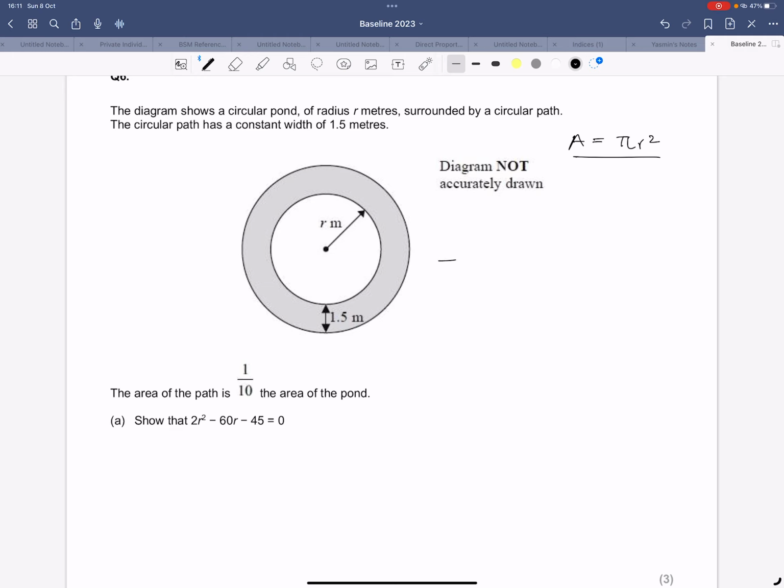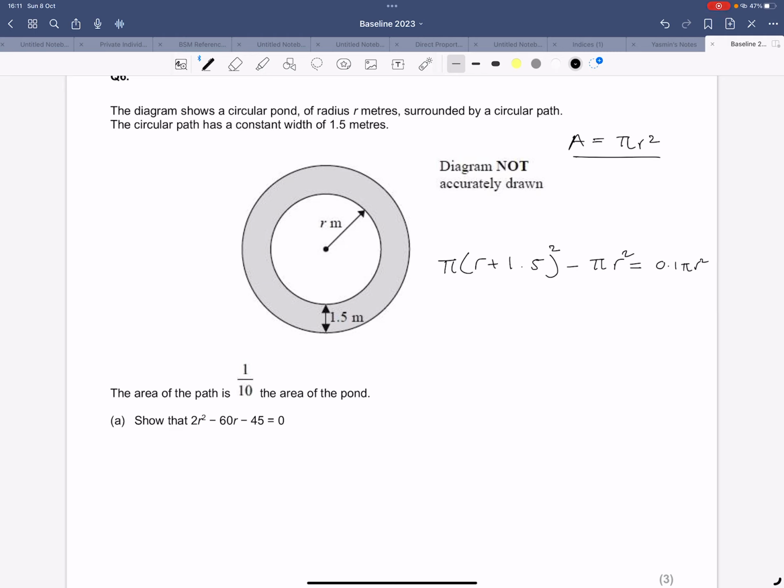So we will have pi, right, times, open brackets, r plus 1.5, all squared, minus pi r squared, equals a tenth. I'm going to leave it as 0.1 times pi r squared.